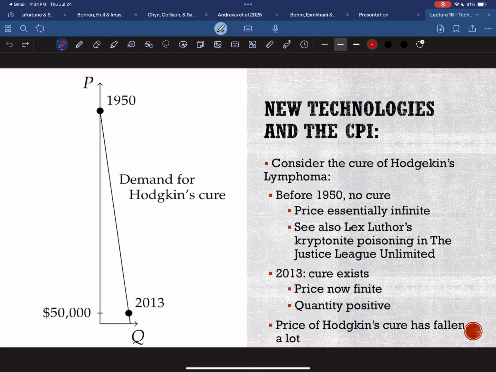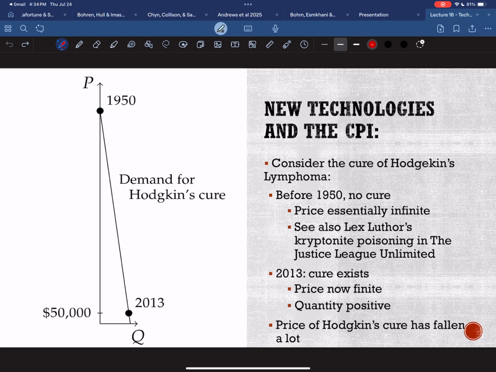The doctor has handed Lex Luthor a medical chart, and he throws the diagnostic report at the doctor and says, "I'm the richest man in the world. Price is no object. Get me a cure for this." And the doctor says, "I'm sorry, your money can't solve this. There's nothing we can do. We have no idea how to cure this." So the price of a kryptonite poisoning cure for Lex Luthor was infinite. He was the richest man in the world, and he couldn't afford it because it didn't exist.